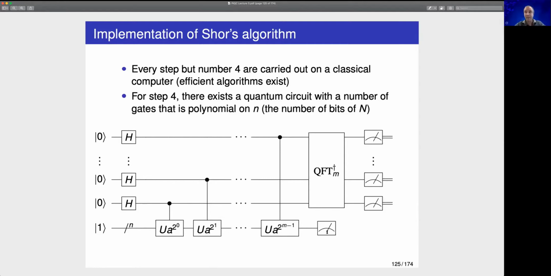And I will show you in the next slide what this gives us and why this is helpful for our task. Then we measure here, and we will collapse part of the state, and then we compute here something that we call the inverse of the quantum Fourier transform. And I will talk more about this later, okay? But I wanted to show you what the circuit looked like and what the different parts in this circuit are, okay?